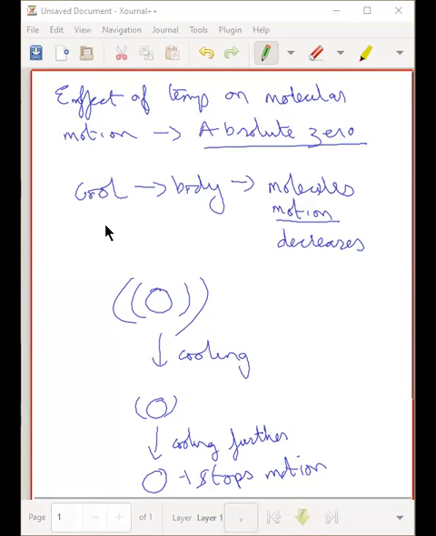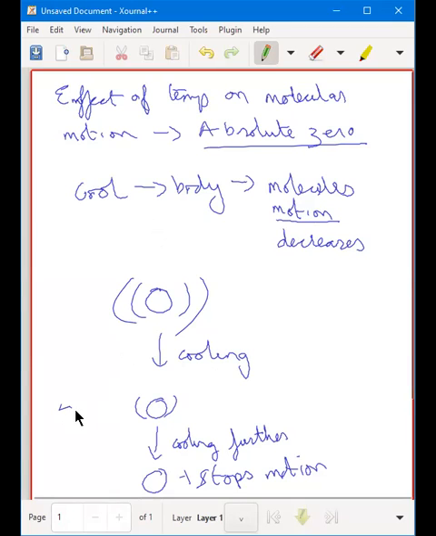I said that when we cool a body or an object, its molecule motion decreases. Yes or no? Yes. So if we continue cooling, shouldn't there be a point in which the molecules stop motion at all and they completely become still? Isn't that logically what we should think? Yes. Right? So as we further cool an object, the motion of its molecules will continue to decrease until there will be a point in which the molecules stop motion completely. This temperature at which molecular motion stops or becomes zero is known as the absolute zero on the Kelvin scale.